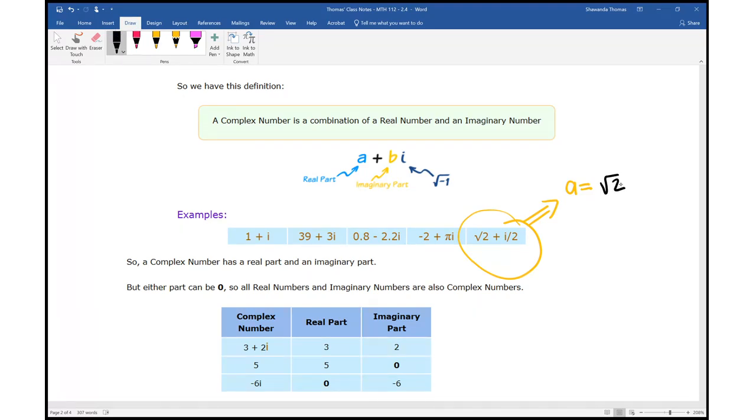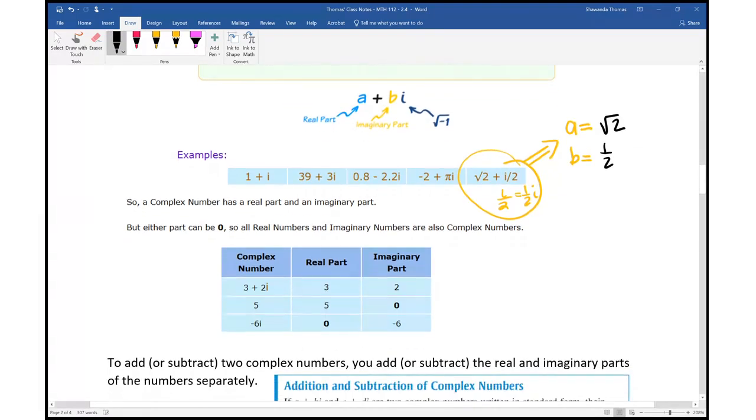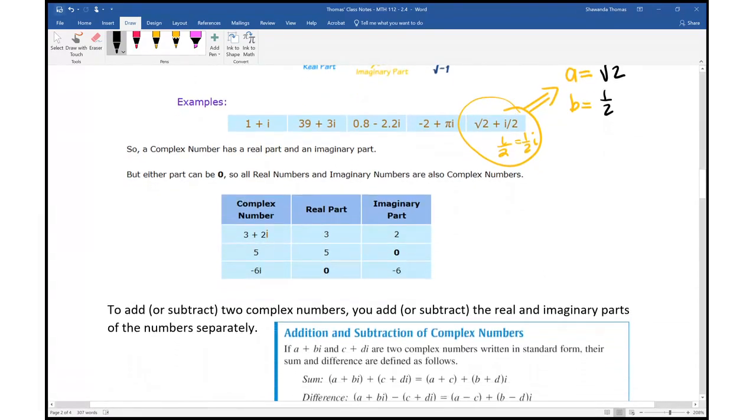That is the real part. But if I ask you what is b, the b is not i, it is what's attached to the i. And hopefully you see that that is i over 2, which is the same thing as 1/2 times i. So the b would be 1/2 in this case. If we go on here, here are some other examples.